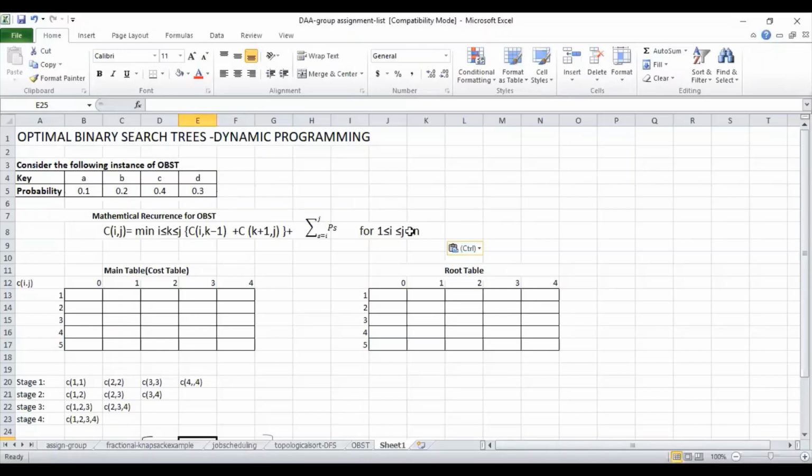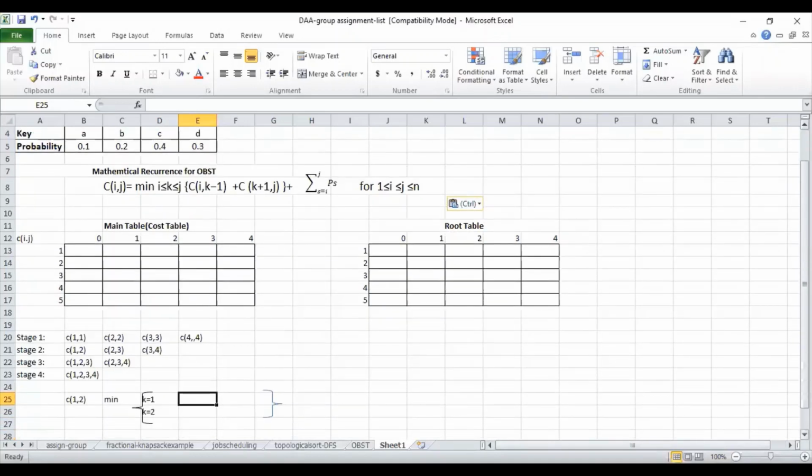OBST could be generated using dynamic programming with the following recurrence. We keep aside the recurrence for quite some time now. Let's go on to solve the problem for stage 1 and stage 2, and we will revisit the recurrence and hence thoroughly define what the recurrence actually means.